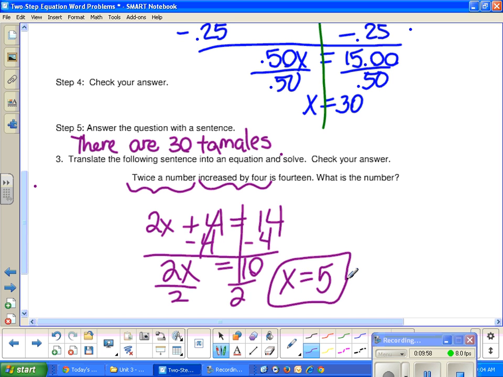So these are our two patterns. We start out with an initial amount, a rate, and a total, or we have a number sentence that we need to translate into an equation and then solve.